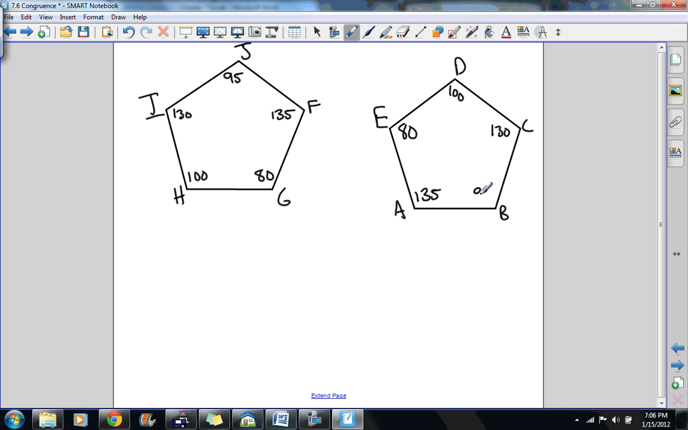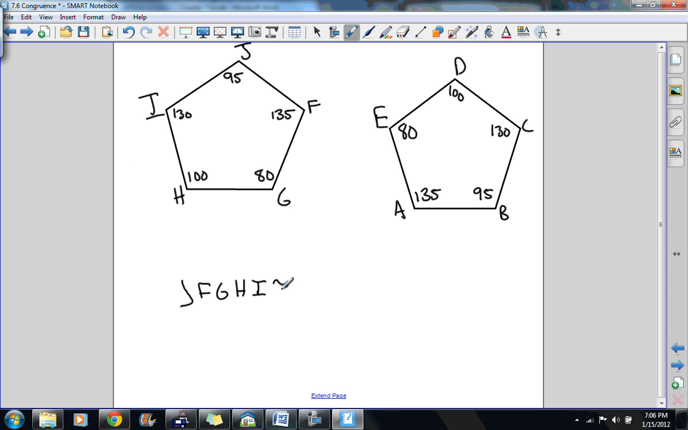Okay, and I'm just going to skip the calculator part there, save a little bit of time. And now I need to do a congruence statement. Now I can't do the triangle symbol because they're not triangles, so I'll ignore it. And I'm just going to draw it in order. I'm going to go J, F, G, H, I. Very important that you go in some type of order.